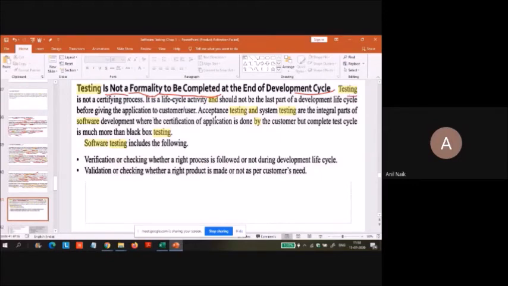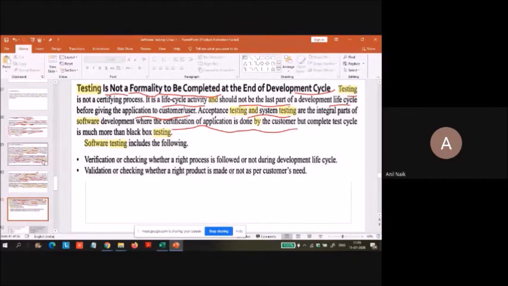So testing is not a certifying process. It is a life cycle activity and should not be the last part of the development life cycle before giving the application to the customer. Acceptance testing and system testing are an integral part of software development where the certification of the application is done by the customer.